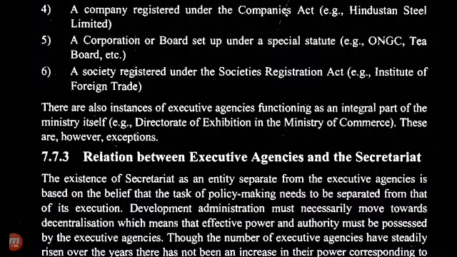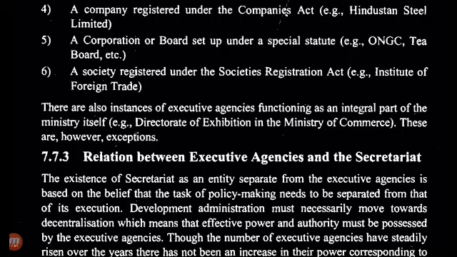Fifth, a corporation or board set up under a special statute. Example: ONGC, Tea Board, etc. Sixth, a society registered under the Societies Registration Act. Example: Institute of Foreign Trade. There are also instances of executive agencies functioning as an integral part of the ministry itself. Example: Directorate of Exhibition in the Ministry of Commerce. These are, however, exceptions.